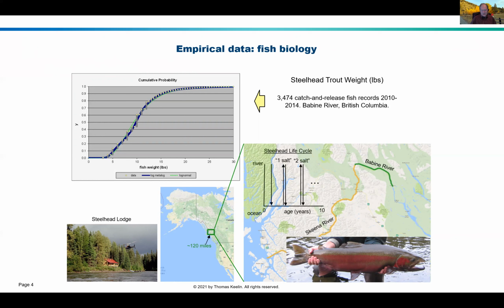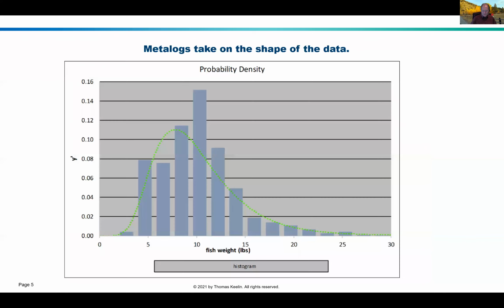A fact about steelhead trout, about their life cycle, is that the trout are born in the river, they go to the ocean, and when they come back to spawn for the first time, they're called one salt fish. Then they'll go back out to the ocean for a few more years, feed and gain some weight, come back up and spawn later as two salt fish. If you were to ask fish biologists questions like what are the relative fish weights and the relative population sizes between one and two salt fish, they would have no answer to this question. So let's explore this with Metalogs.